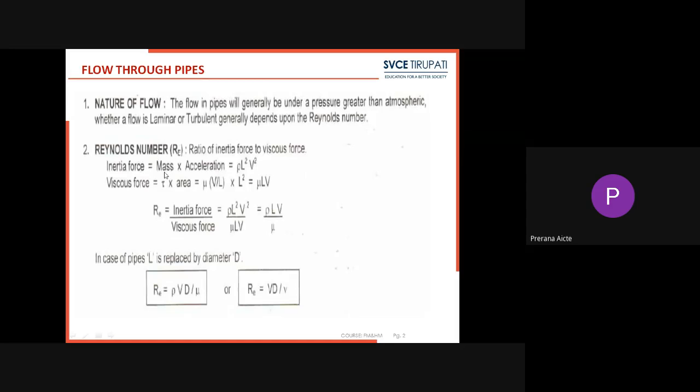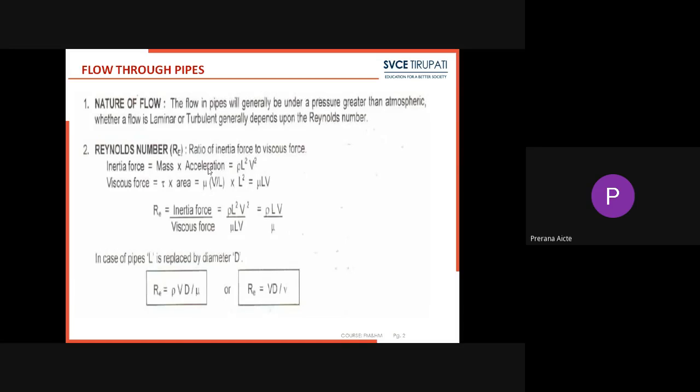So mass is rho into volume, and we know that acceleration is denoted with a, which is velocity by time. If we simplify the equation for mass and acceleration, we get the final equation as rho L square V square. So rho A V square can be written as rho L square V square. Then the other one is viscous force.